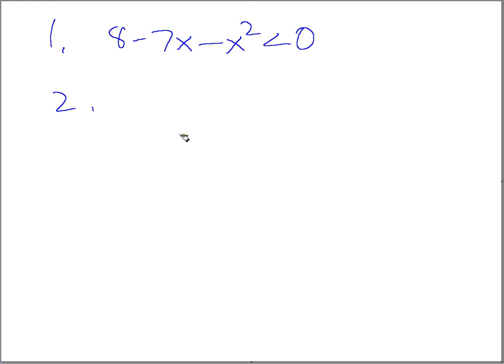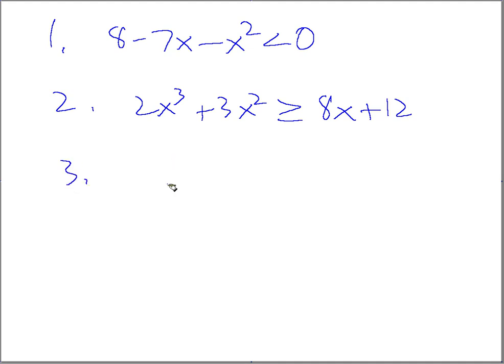Trial and error. Number 2, how about 2x cubed plus 3x squared greater than or equal to 8x plus 12. So 2x cubed plus 3x squared greater than or equal to 8x plus 12. So you have to zero out the right side before you begin the factoring process.